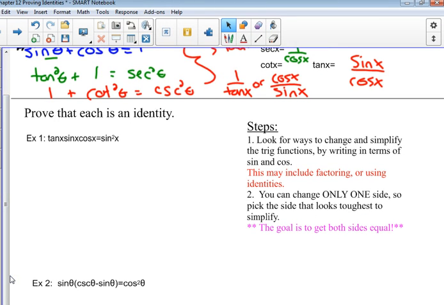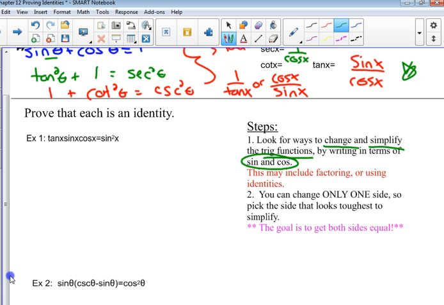Now, to prove that something is an identity, here's your goal. Basically, what you're trying to do is get both sides to be the same thing, but you can only touch one side. So when we go about this, we want to look at which side you guys think has more stuff going on. On the left. Probably the left. So we want to pick a side to start with, and what we're going to do is look for ways to change and simplify the trig functions by writing them in terms of sine and cosine. So we want to use all of these properties up here and how we rewrote things in terms of sine and cosine. That's what we want to do, hoping that things might cancel out and we can reduce them. So tan would be, exactly, Frida.